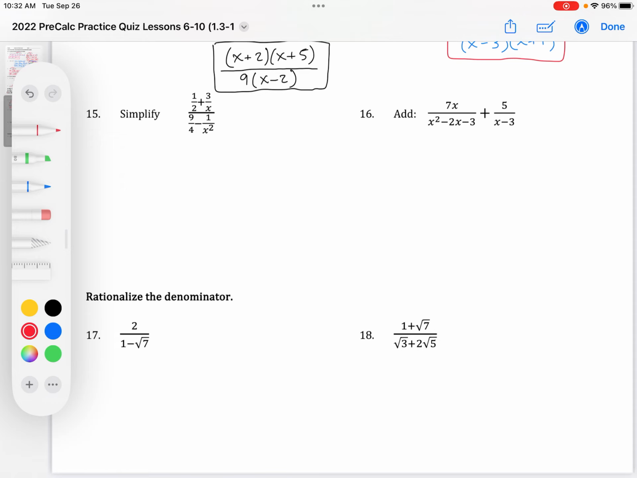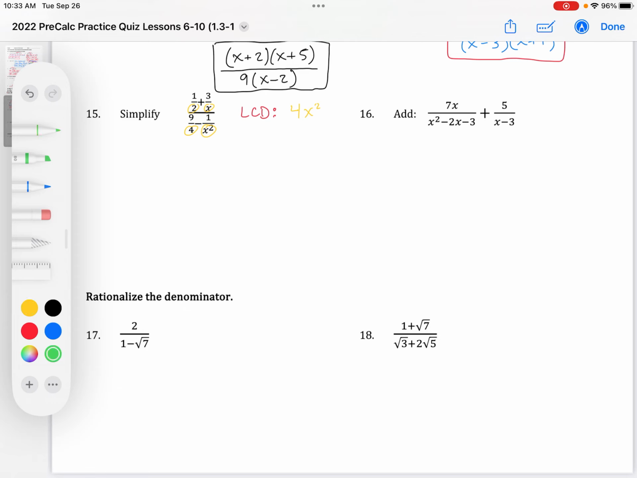All right, 15. I'm going to show you the way by figuring out the LCD and then multiplying everything by that. So if you look at all of these denominators, it's the lowest number that they could both go into, which is 4, and really the highest exponent. So 4x squared is your least common denominator.